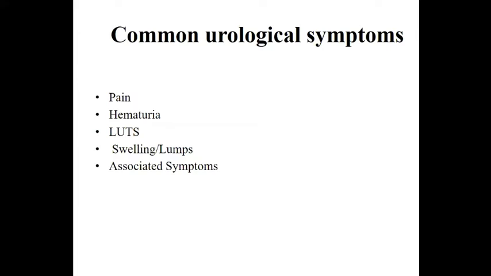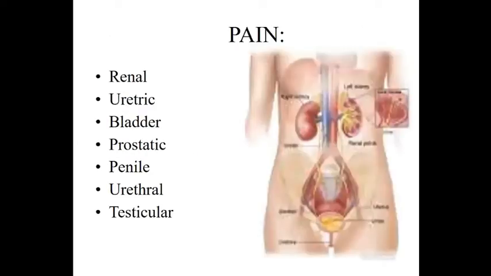Common urological symptoms that we encounter in our daily practice are pain, hematuria, lower urinary tract symptoms, swellings or lumps, and associated symptoms, like patients coming with symptoms of renal failure, or with genital symptoms like erectile dysfunction, fertility problems and impotence. Pain is the most common symptom we encounter, and it can start from the renal, ureteric, bladder, prostatic, penile, urethral, and testicular regions.